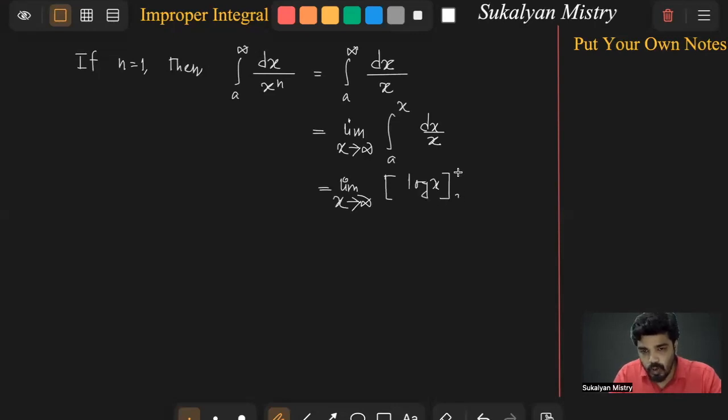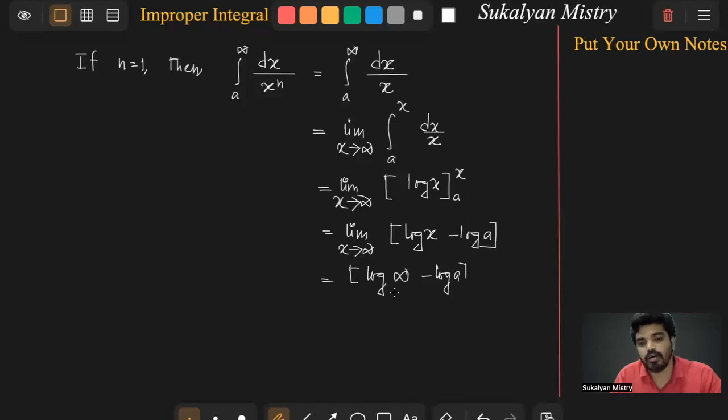Take lower limit a, upper limit x, so what do we get? That is the limit as x tends to infinity of log x minus log a. Now put x equal to infinity, so we get log infinity minus log a. This is infinity minus a finite number, so ultimately that is infinity.